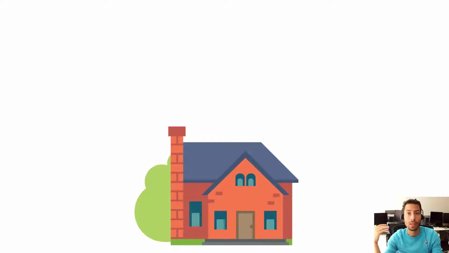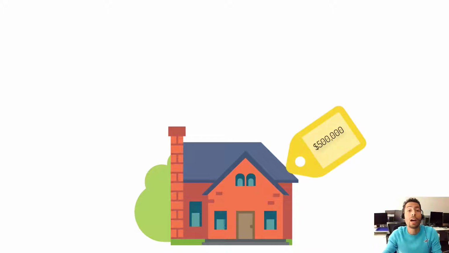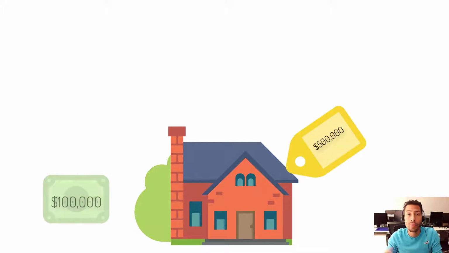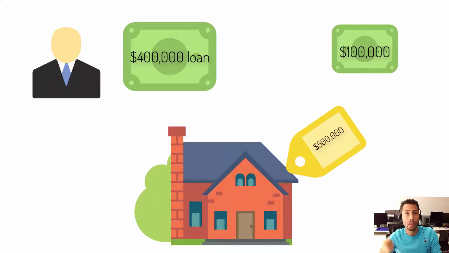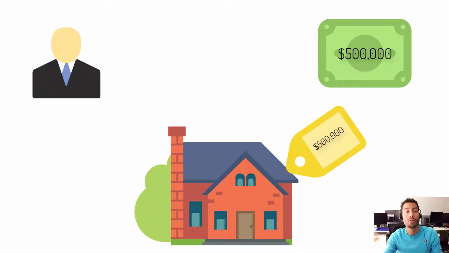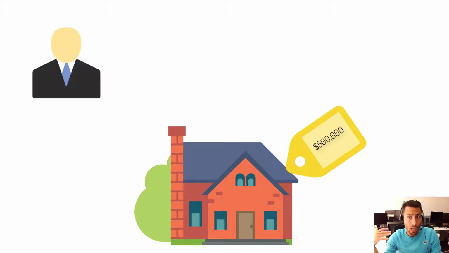For example, let's say you want to buy a house, and the house costs $500,000. You don't have $500,000. You only have $100,000. So what you would do is you would go to the bank and you would get a mortgage, right? So you would put down your 100,000. The bank would loan you 400,000, and then you would be able to purchase that house for 500,000, and you would owe the bank 400,000. Effectively, here your margin would be 100,000.